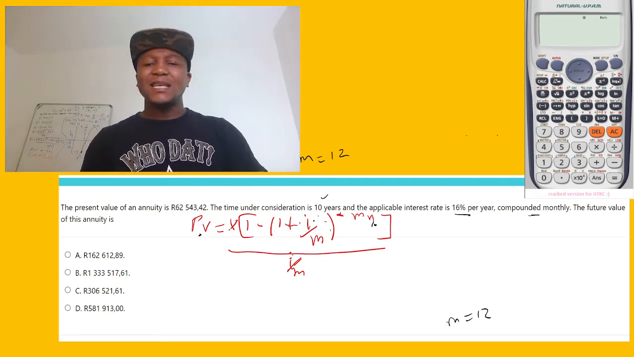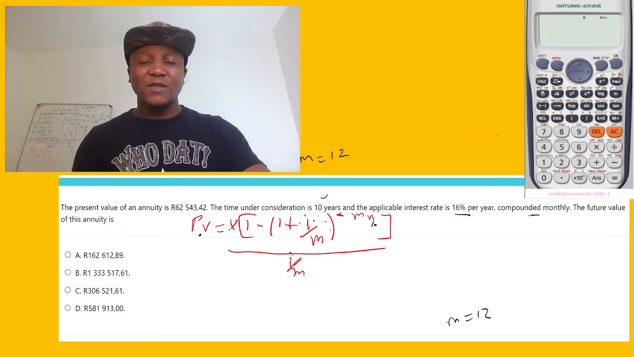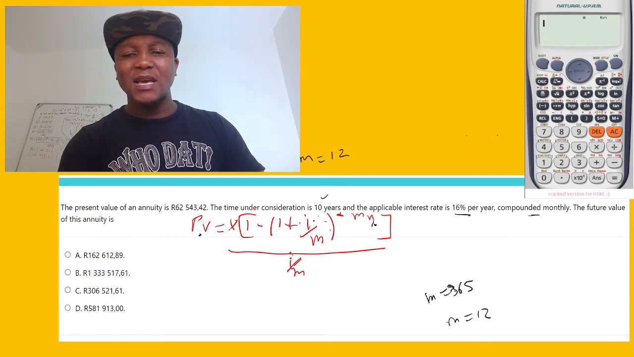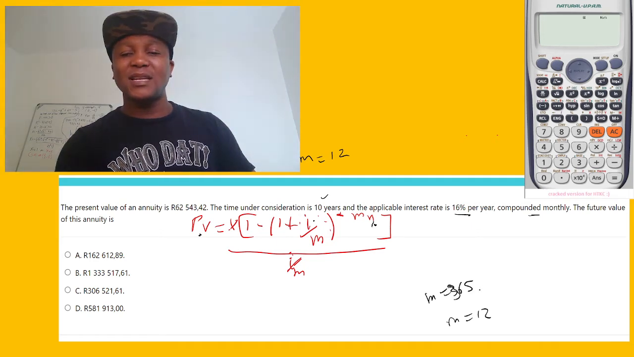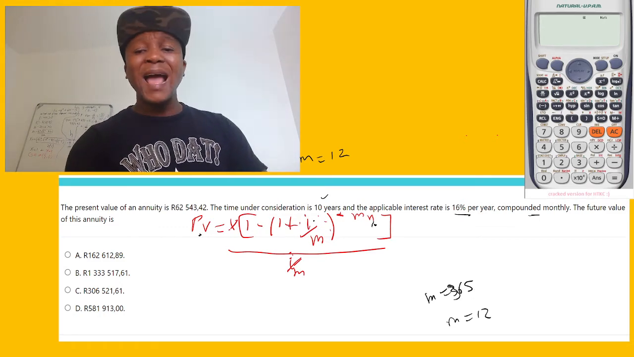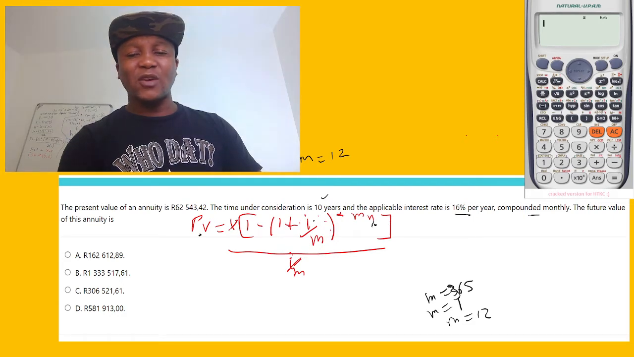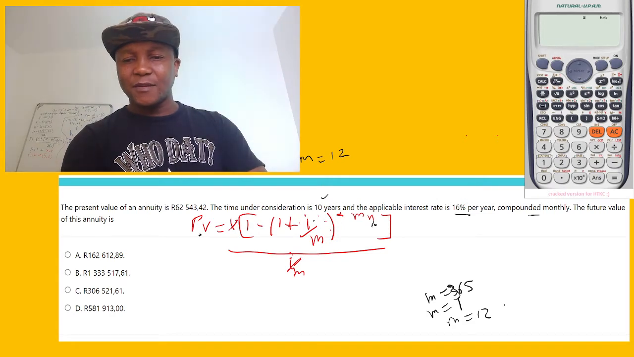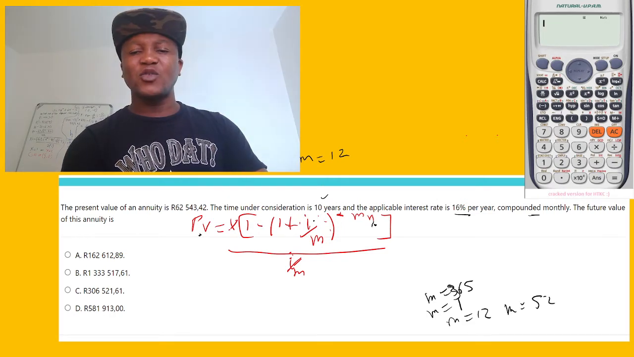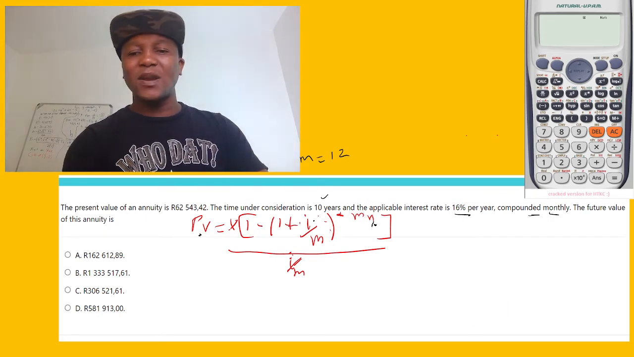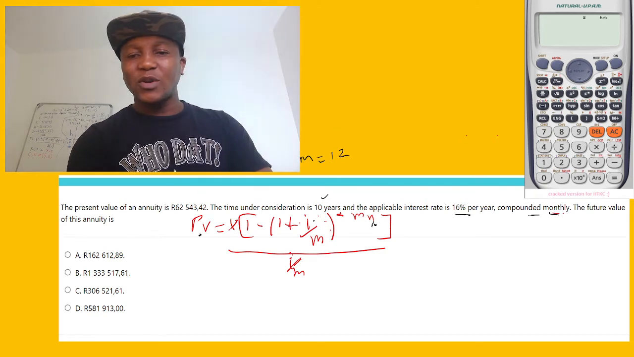If it was compounded daily, for example, which is not part of the question, you ask yourself, how many days in 1 year? There are 365, so M could be 365 if it was compounded daily. If it was compounded annually, there's only 1 year in 1 year, so M equals 1. Depending on the question, if it was compounded weekly, you say M equals 52 because there are 52 weeks in 1 year. But for now, they didn't ask about it. They just say it was compounded monthly. And how many months in 1 year? There are 12 months in 1 year. So our M equals 12.